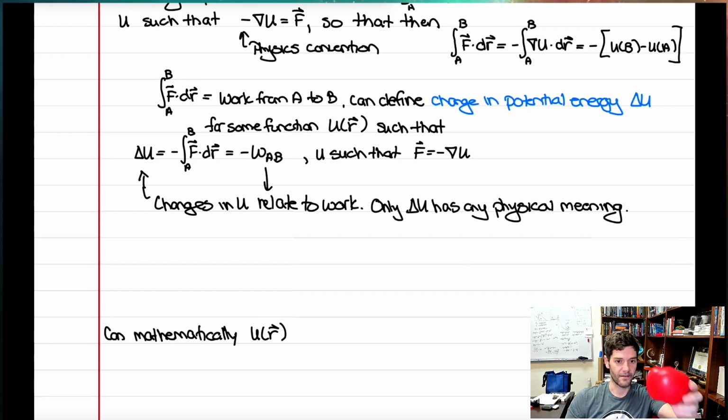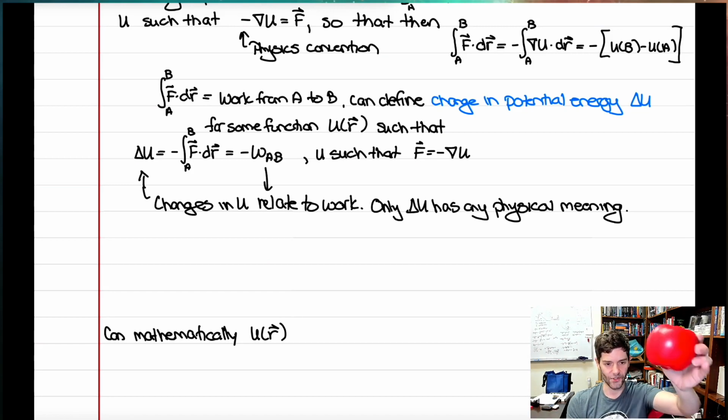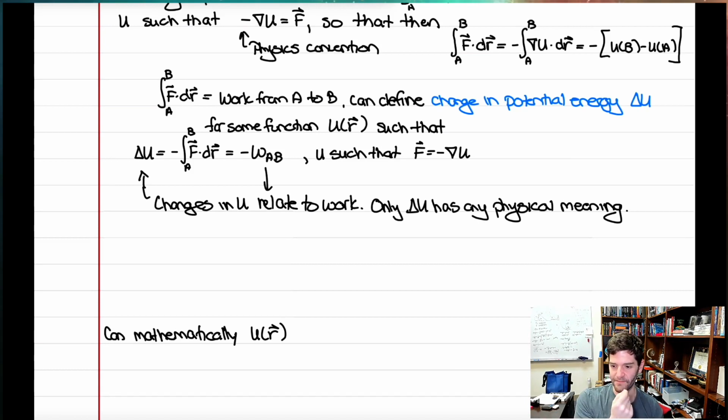Similarly, I could say this is the location where the object has 0 joules of energy. And then if it went down to the floor, I would expect that it would have, say, negative 5 joules of potential energy at the bottom. And again, it's the change in potential energy that tells me how much work is being done by gravity as the object falls. So only changes in potential energy have any physical meaning. And again, we can see that here, because it's saying that changes in the potential energy relate to work.